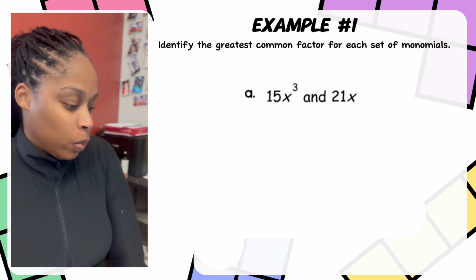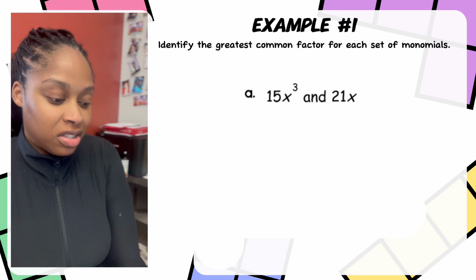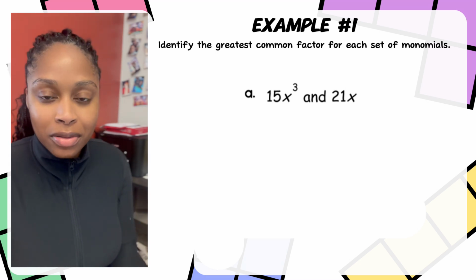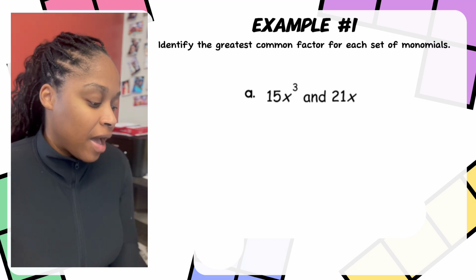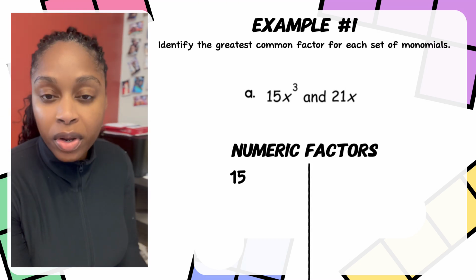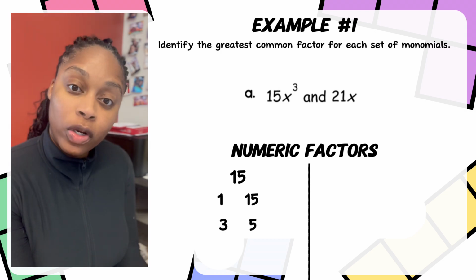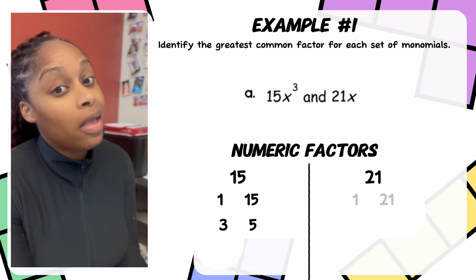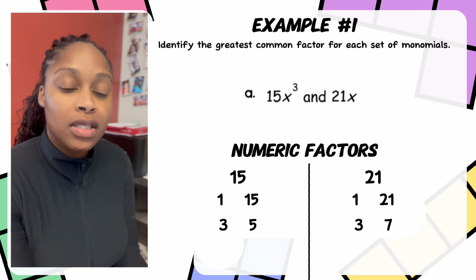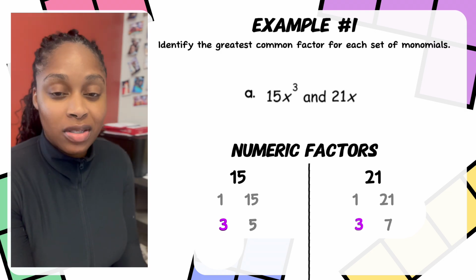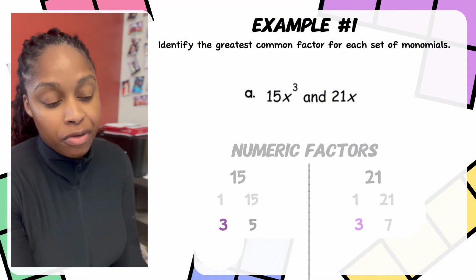So for part A, we want to identify the greatest common factor for each set of monomials. We have 15x to the third power and 21x. So let's first start with the numbers. The factors of 15 are 1 and 15 and 3 and 5. The factors of 21 are 1 and 21 and 3 and 7. The greatest number that appears in both sets is 3. So my numeric GCF for the two monomials is 3.